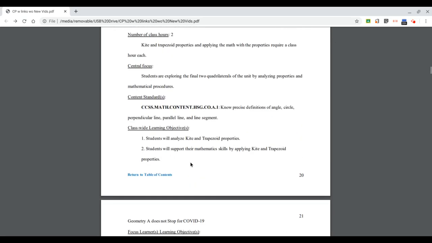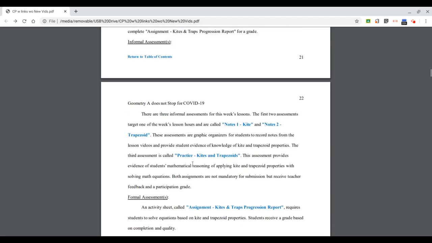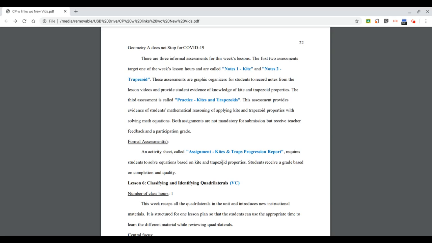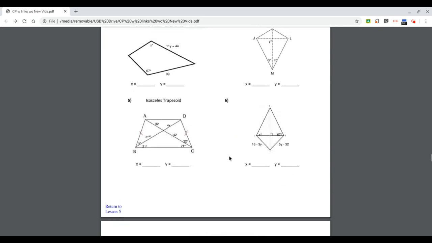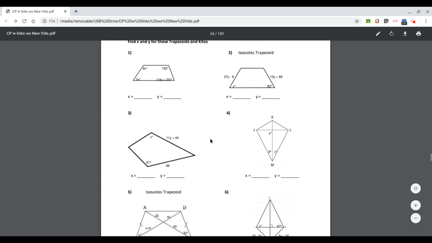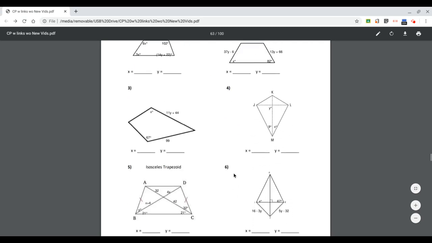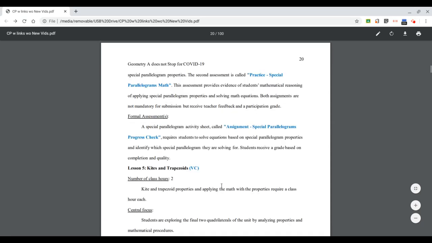However, for progress checks or a formal assessment, there is the assignment Kites and Trapezoids progress report. Here they have 6 problems with various approaches, like are they solving for angles, are they solving diagonals or sides, and there are three different of each shape. So there are 3 trapezoids and 3 kites. And this is the progress check, and this is the grade that we base their pass/fail for the unit.